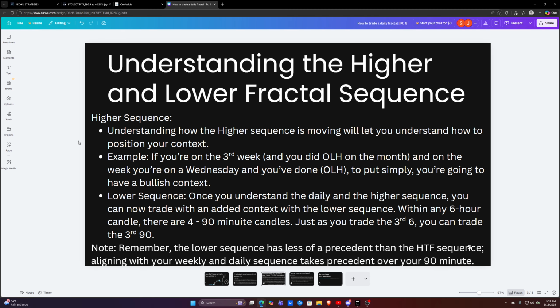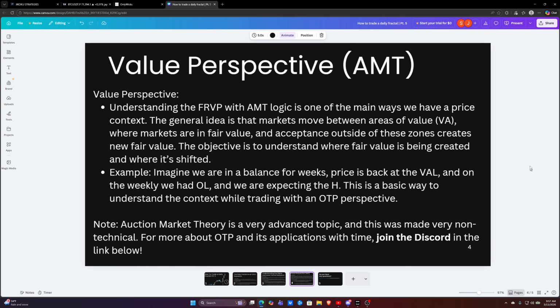Actually, value is what we're going to talk about next. So if you can go to the next slide. Right, guys, now we're going to be talking about how to understand this from a value perspective, or auction market theory, right? We can use the fixed range volume profile with AMT logic, and this is one of the main ways we're going to get price context. The idea is that markets are going to move between areas of value, aka the value area.